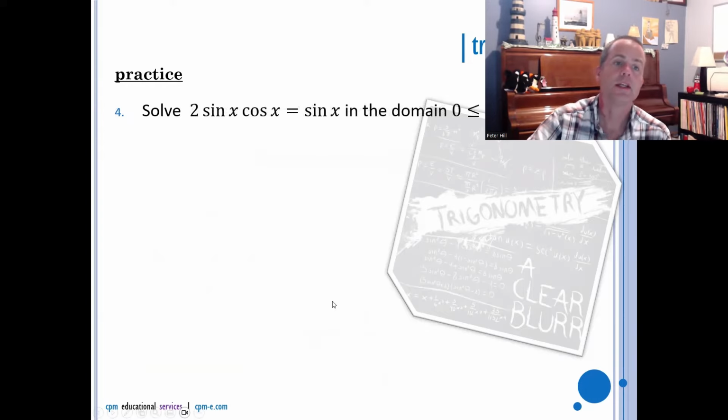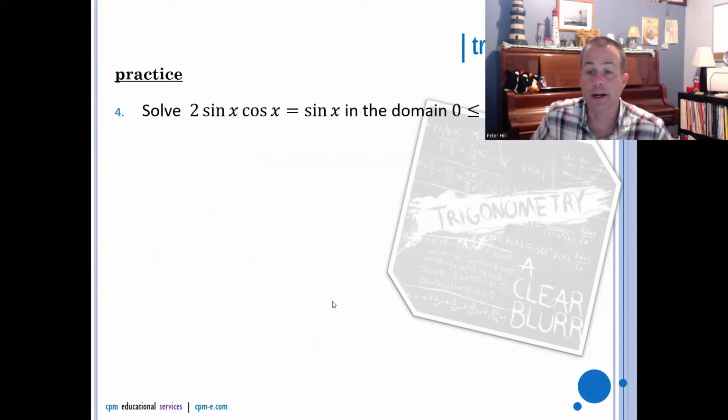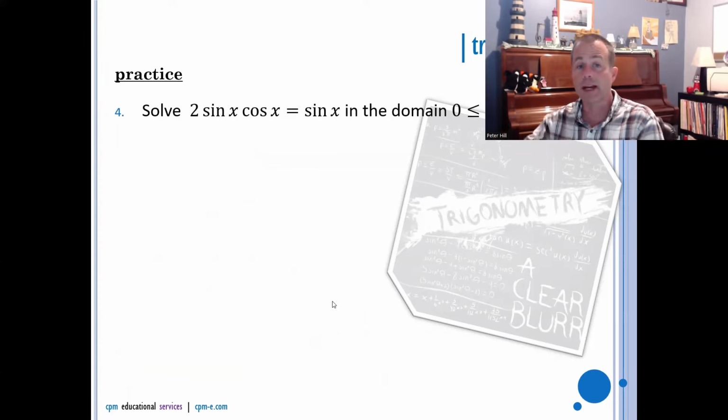Next, solve 2 sin x cos x = sin x in the domain 0 to 2π. It's very common that kids look at this and say, I'm just going to divide everything by sine and then I don't have to worry about it. Fair point, but if you divide out the sine, you just lost half of your answers. Don't do that. You always want to look at these as a factoring question, which means I want to subtract sine from both sides.